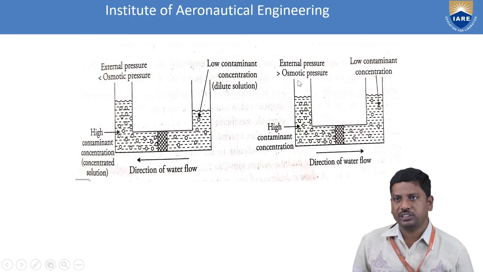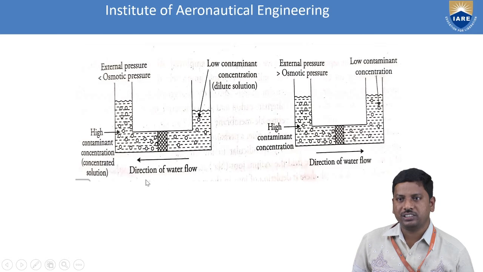So in the case of reverse osmosis, what happens? The solvent molecules move from the higher concentration of the water to the lower concentration, but this is reverse to the natural osmosis process. So we apply an external pressure which is greater than the osmotic pressure. Then only the solvent moves from the higher concentration side to the lower concentration side, or from higher contamination of the water to lower contamination, when both are separated by a semi-permeable membrane. And the direction of the water flow is also reverse to the osmosis process.